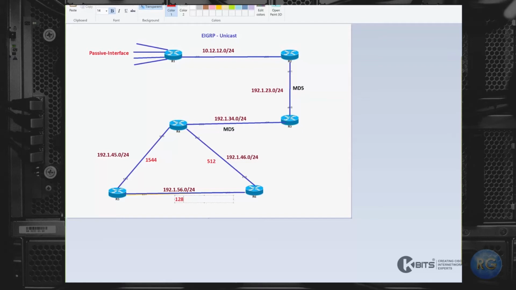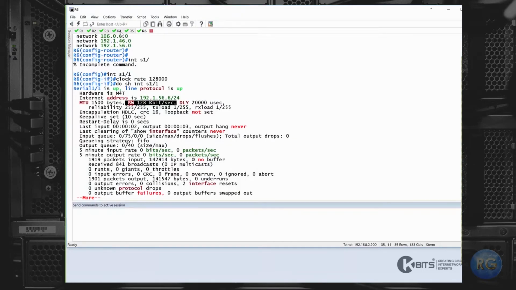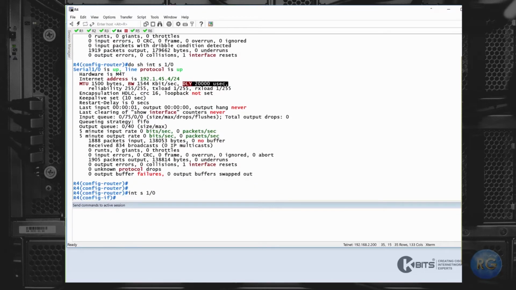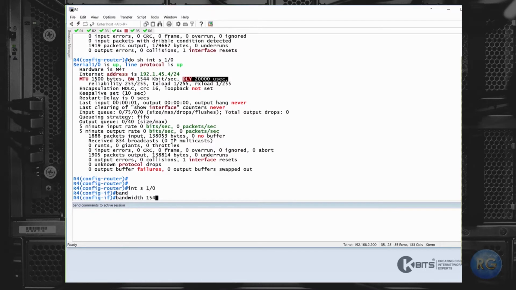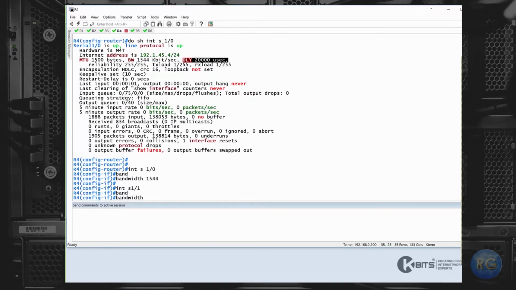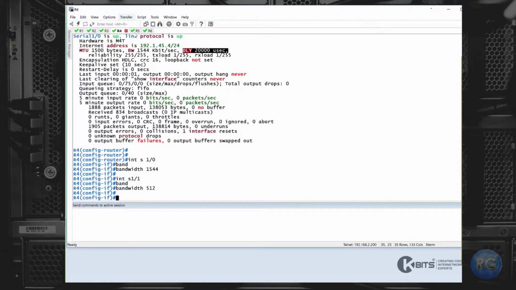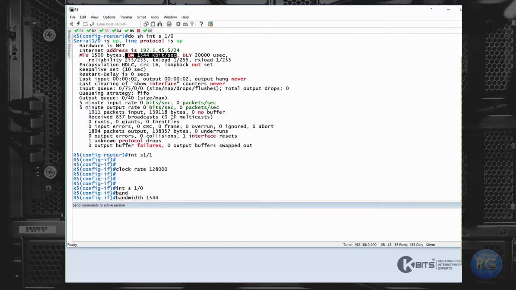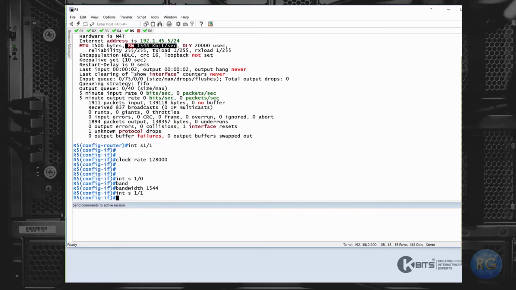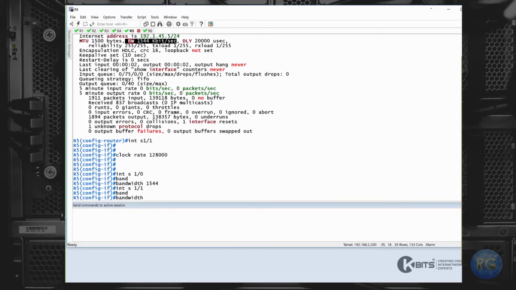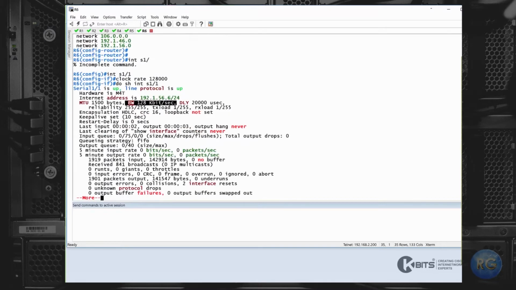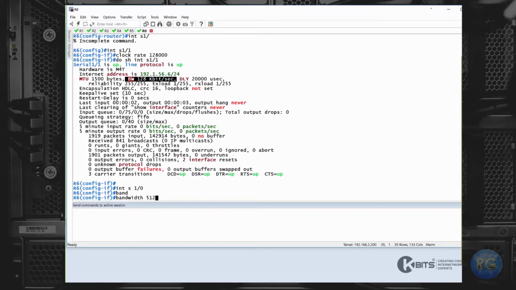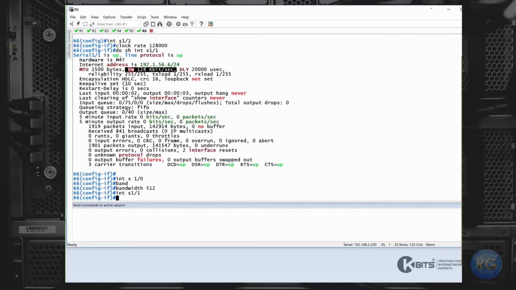So on our R4, S10, I don't need to worry about it. It's the default, right? Bandwidth is 1544. This is a logical parameter. S11, bandwidth is 512. That's between 4 and 6. On 5, S1/0, bandwidth is 1544. S11 bandwidth is 128. On R6, interface S1/0, bandwidth is 512. Interface S1/1, bandwidth is 128.